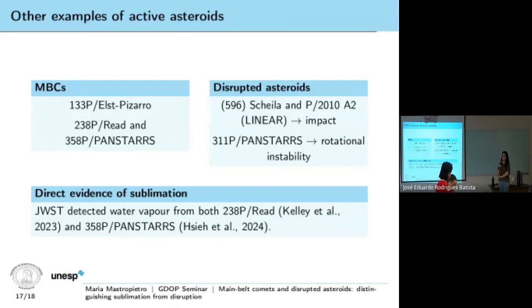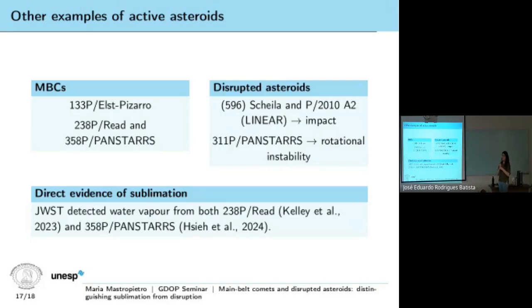Temos mais uma pergunta. Okay, Professor Antônio, thanks for your quite interesting presentation. I am interested in the percentage of comets among the objects in the main belt. Is there information about it? Information on the amount of objects? Yeah, percentage of comets in the main belt.